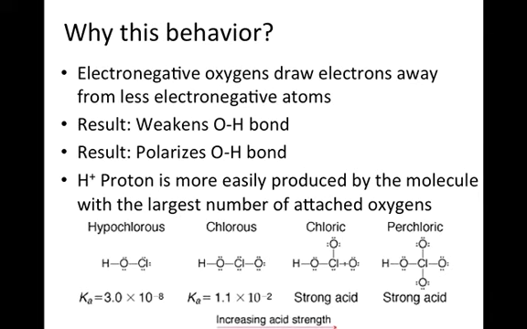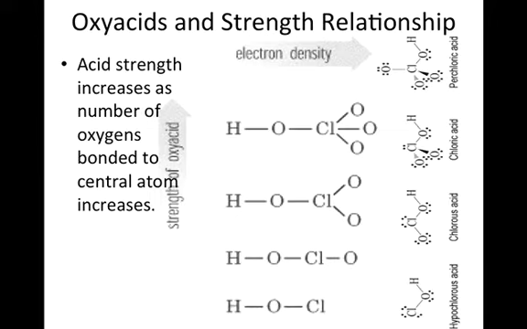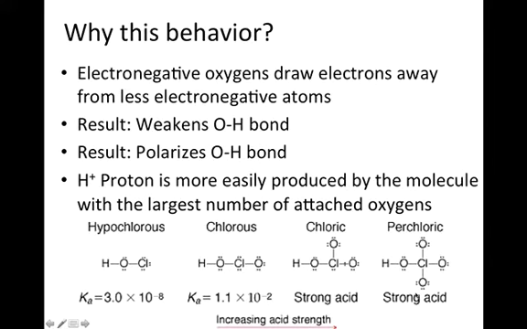Why is that? Well, lots of reasons, but let's try to think about this. Electronegativity, right? Electronegative oxygens. Go put your eyeballs on the periodic table. Go find oxygen, right? He's super electronegative. So electronegative oxygens, let's go find them. Oxygen, oxygen, oxygen, oxygen. These electronegative oxygens are going to draw electrons away from less electronegative atoms.